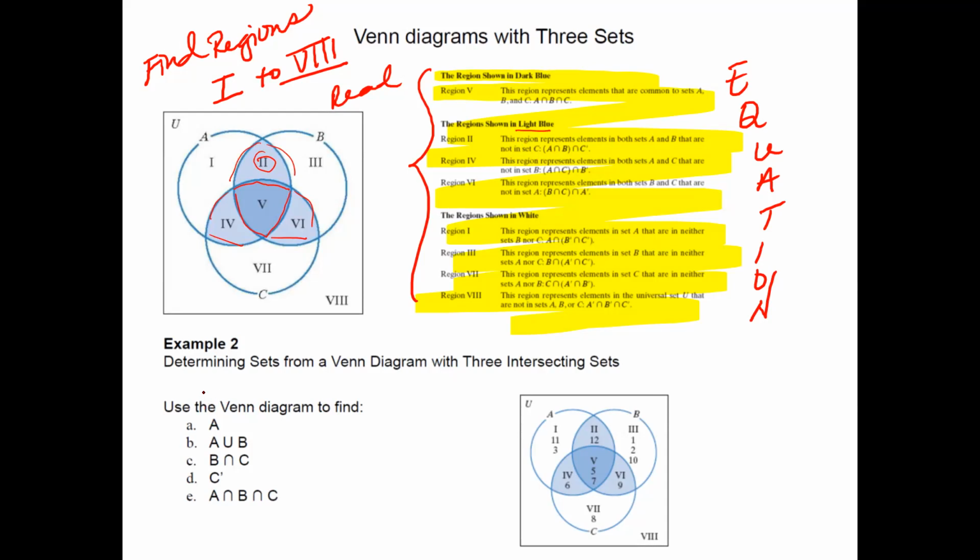So let's take a look at example 2. It says use the Venn diagram to find, and here it says A. Well, if you look at A, we're going to have to use the regions.